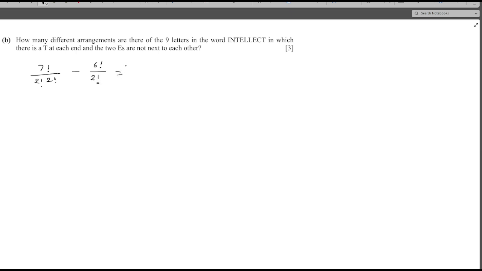So it's 7 factorial divided by 4 minus 6 factorial divided by 2. Answer is 900.